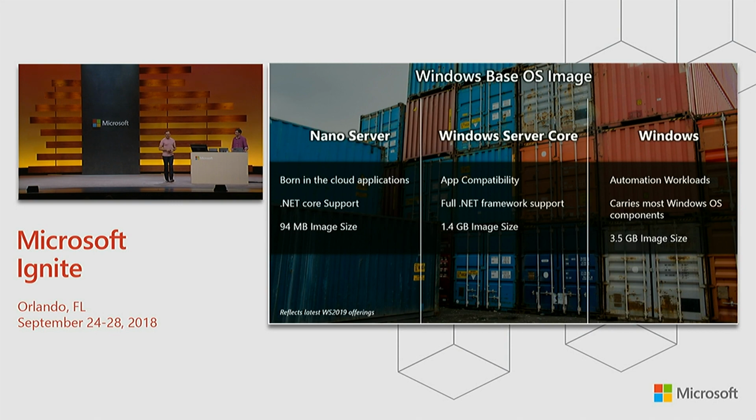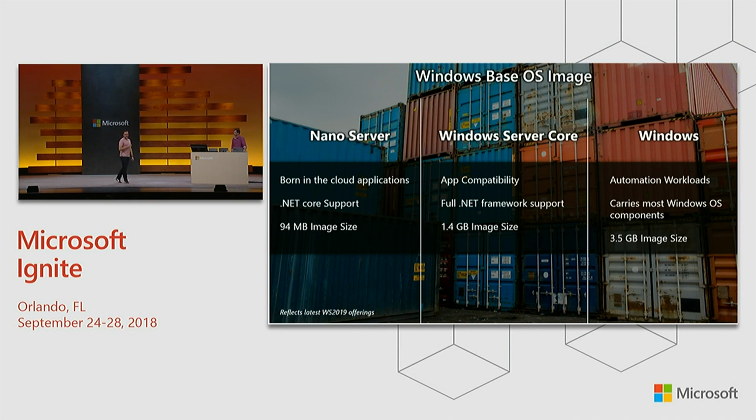Now, we have a couple different base images that we can pick from. We can pick from NanoServer, which is our smallest image. So it's about 95 megs. This was really designed for new applications born in the cloud, targeted for .NET Core. So if your app's .NET Core or something like Go or Node, that's the base image to use.